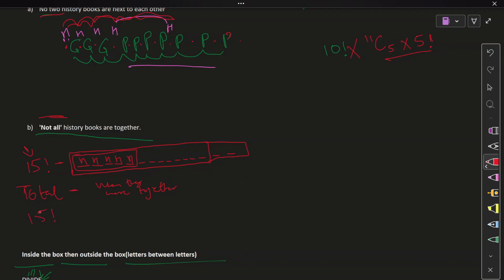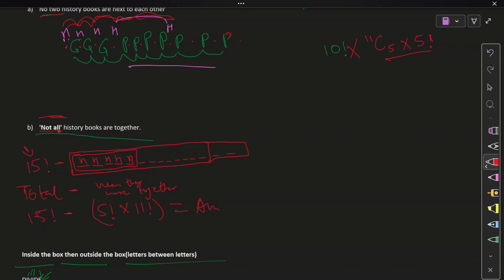15 factorial, subtracting 5 factorial for the history books. Outside of the box, 1, 2, 3, 4, 5, 6, 7, 8, 9, 10. It's always gonna be greater than that, 10 plus 1. Plus 1 into the 10, that's gonna be 11 factorial. So 5 factorial into 11 factorial. That's when they were together, when the history books were together. So total minus that, and you're gonna have your answer.